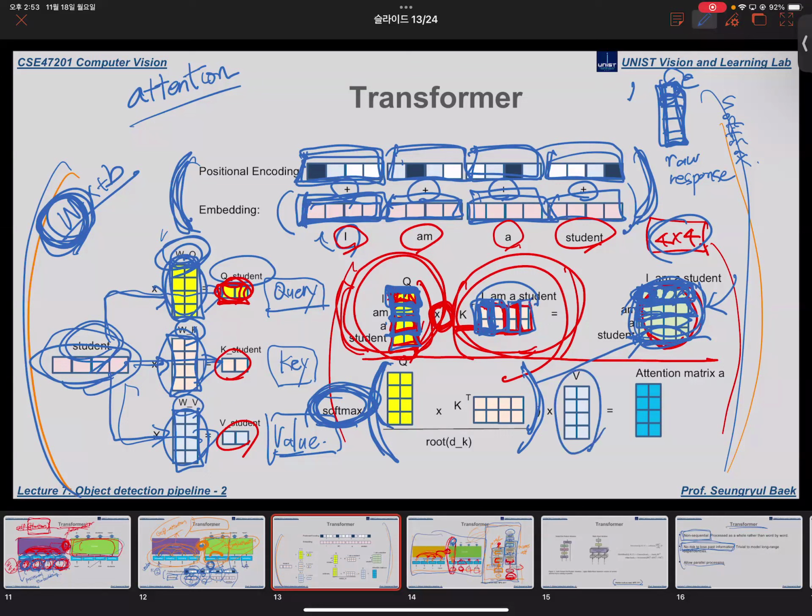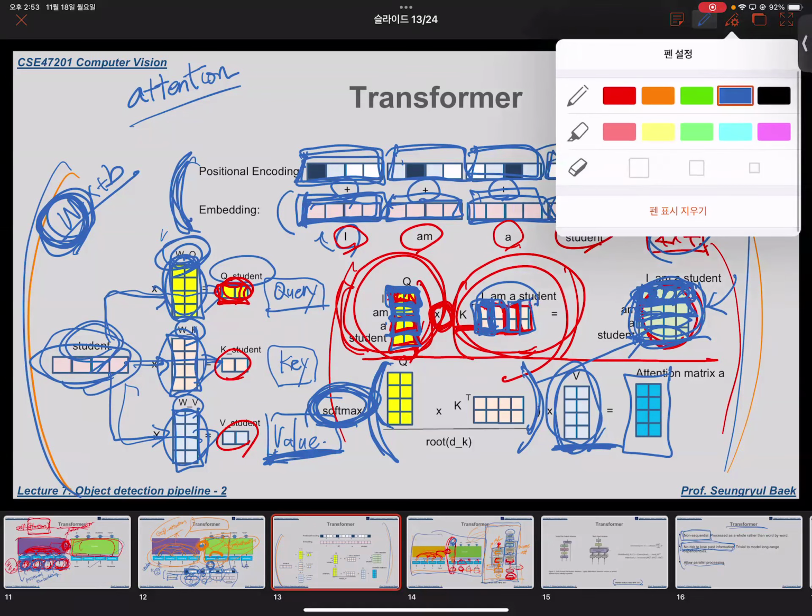And then what we do after that is we multiply again the value matrix for each word. And then this is our final feature. And we will call this the attention value.